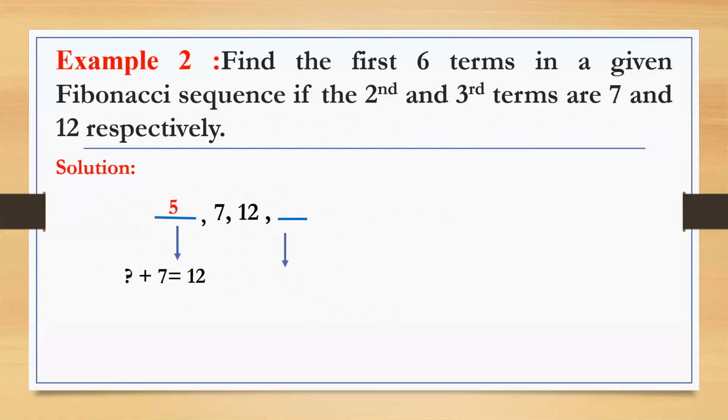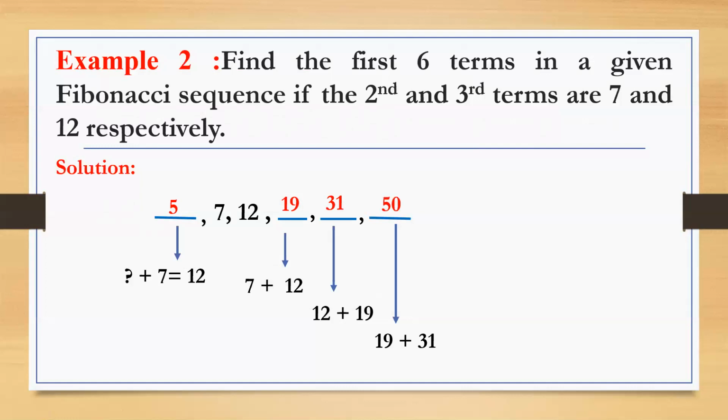Now I need to find the next term. So here it will be 7 plus 12, which is 19. Next term, 12 plus 19, which is 31. And finally, 19 plus 31, which is 50. So the first 6 terms are 5, 7, 12, 19, 31, and 50.